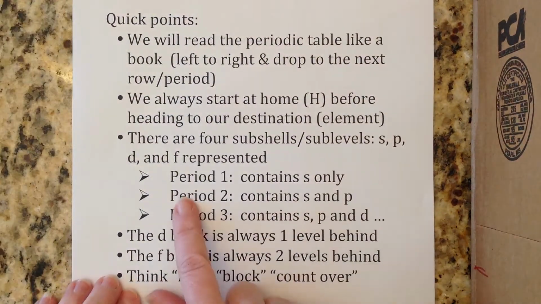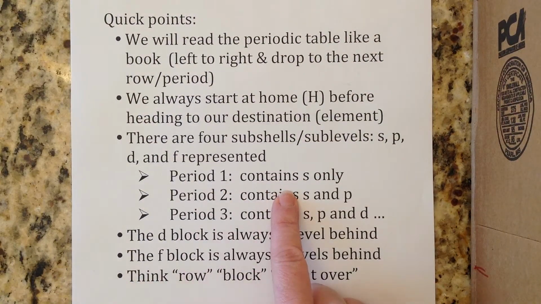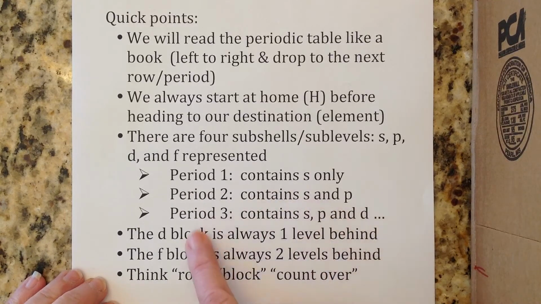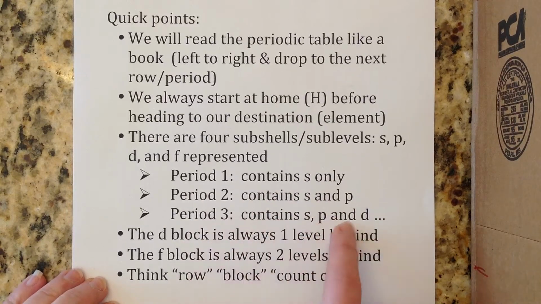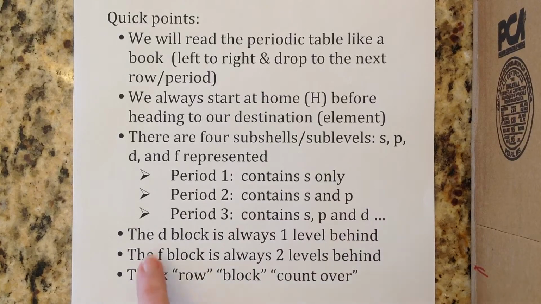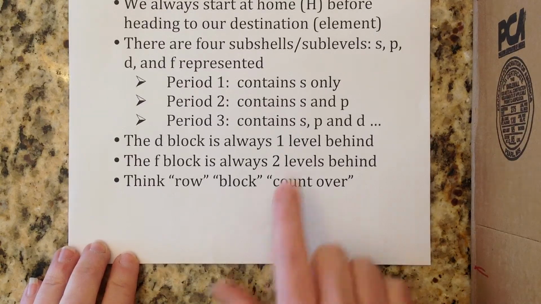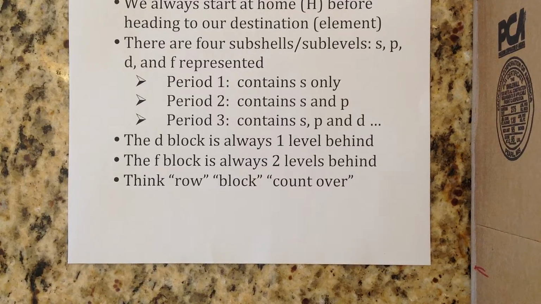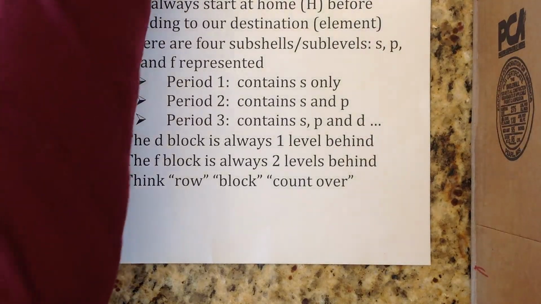So that's what this means. Row 1 has only the S subshell. Row 2 has S and P. Row 3 has S, P, and D, and again, so on and so forth. And here's your reminder. The D block is always 1 level behind. The F block is always 2 levels behind. And here's how you can really simplify this when you are thinking about electron configuration. Think row, block, and then you count over. So before I jump into some examples, I'm going to show you what I mean by that.